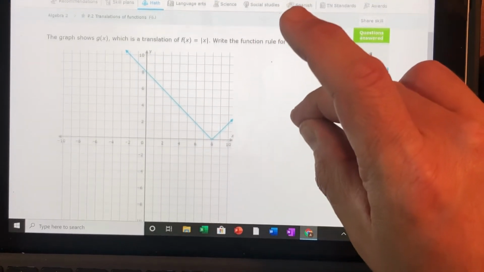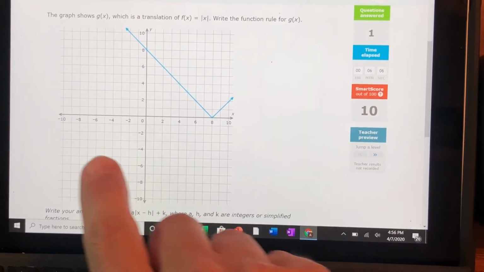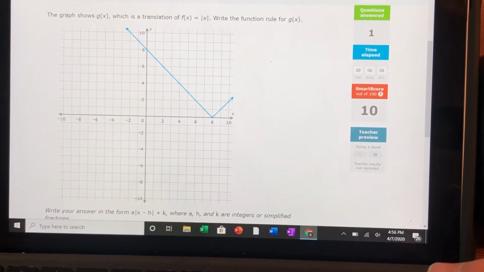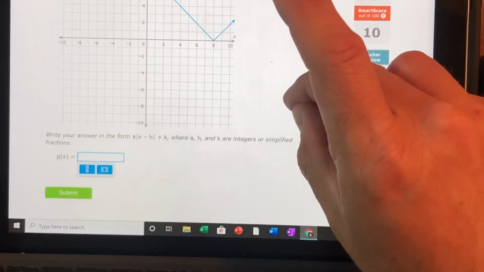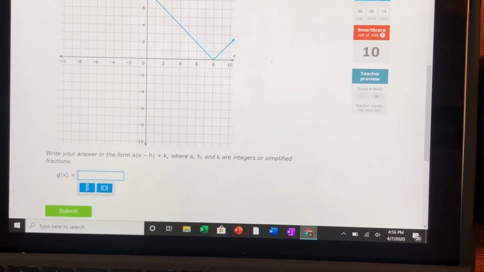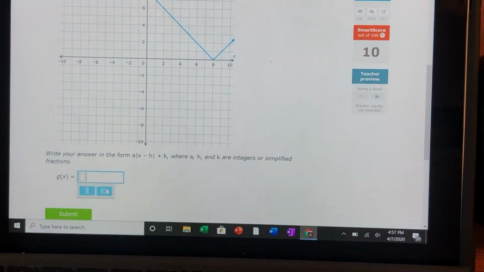This one is obviously an absolute value problem, and this one is shifted to the right 8 units. So it's the same problem, just a different shape of graph, but it's shifted to the right 8 units. So that means we're going to start out with this, and to the right means we're going to use minus. So it's x minus 8.